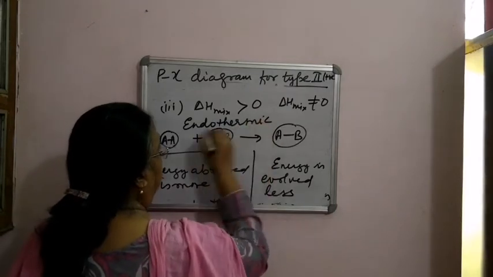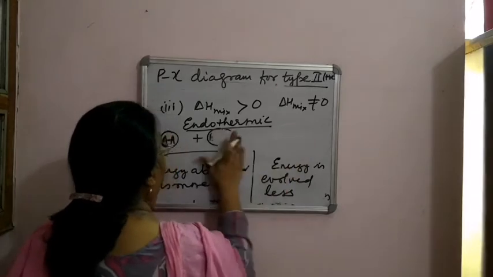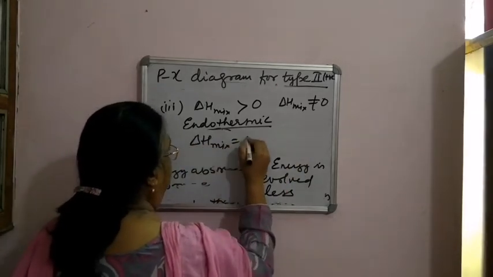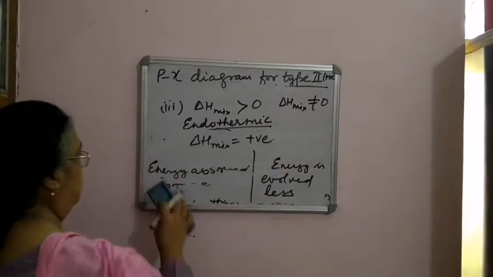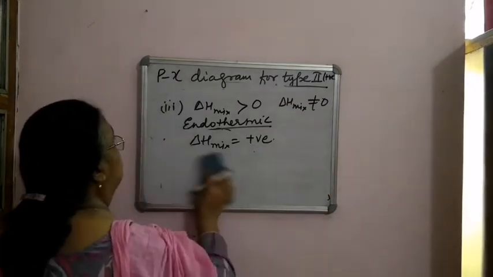Endothermic. Heat will be absorbed, net process. So in that case, what will be there? Delta H mixing will be positive. I hope this is clear.